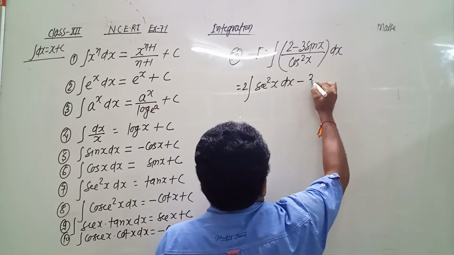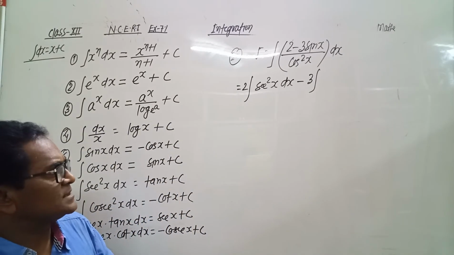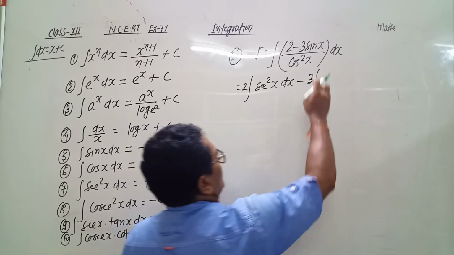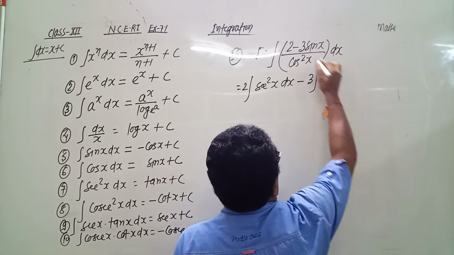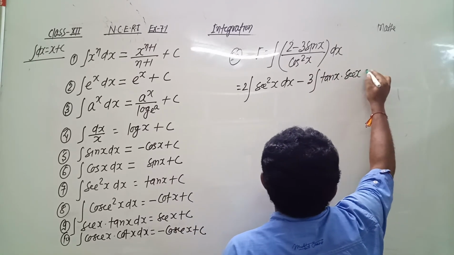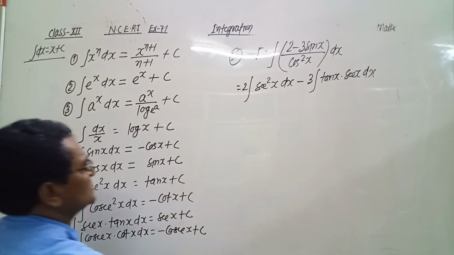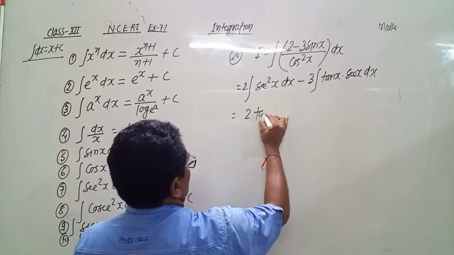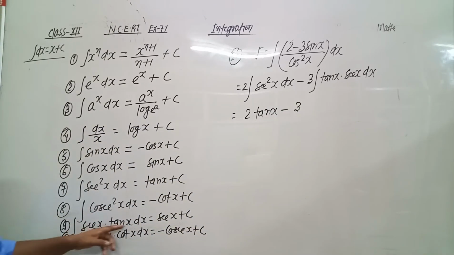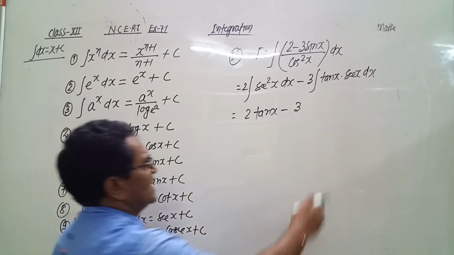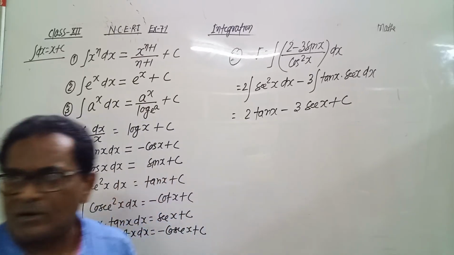Minus 3 taken outside and sin x by cos square x. So sin x by cos x is tan x, and 1 by cos x is again sec x. The formula for sec square x dx is tan x. So this becomes 2 tan x minus 3, and the formula for sec x into tan x dx is sec x, plus c, the integration constant.